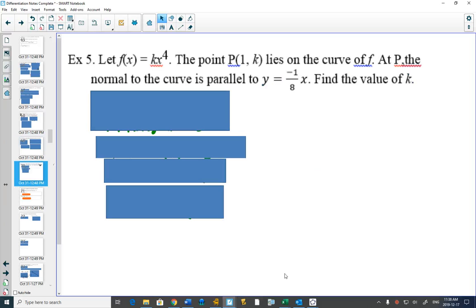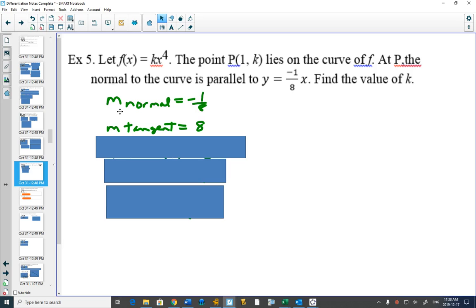All right, and for the last one here, now we're given information sort of at the end. The normal to the curve is parallel to y equals -1/8 x. Find the value of k. So what do we know? Besides that the screen is frozen, there we go. So we know the slope of our normal and we know the slope of our tangent.